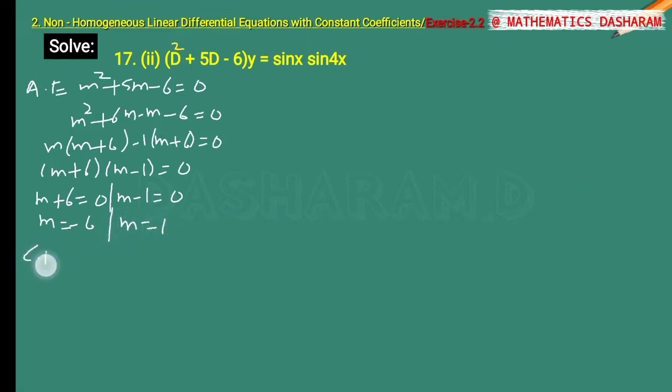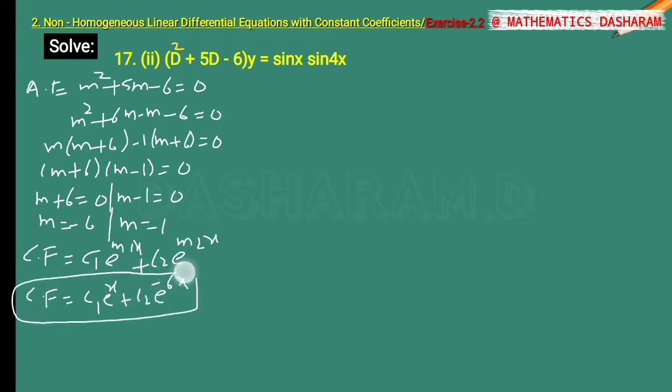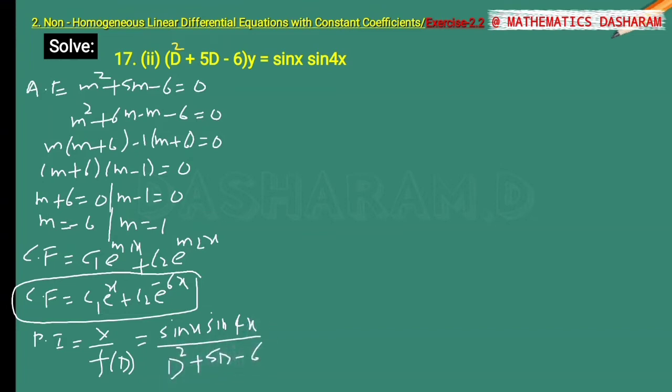So here the roots are real and different. Then c1 e^(m1 x) + c2 e^(m2 x). So the complementary function is c1 e^(x), first taking the 1, plus c2 e^(-6x). Now the particular integral is X divided by f(D). So here X means sin x sin 4x divided by f(D) = D² + 5D - 6.